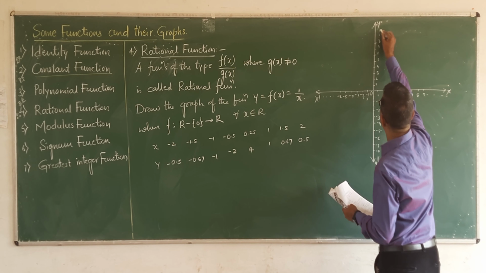Like this. This will be drawn like this. This is the graph of the function y is equal to f of x, where f of x value is 1 by x. So this is the graph of the function.